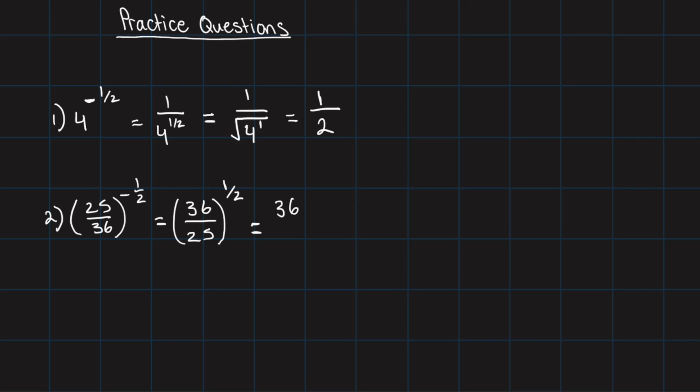So this means 36 to the power of 1/2 over 25 to the power of 1/2. Now in radical form, as we just learned, this means the square root of 36 over the square root of 25, to the power of 1, of course. And if we were to evaluate, the square root of 36 is 6, and the square root of 25 is 5. So that's our final answer if we were to simplify it.